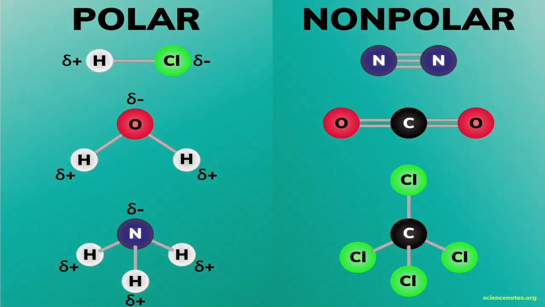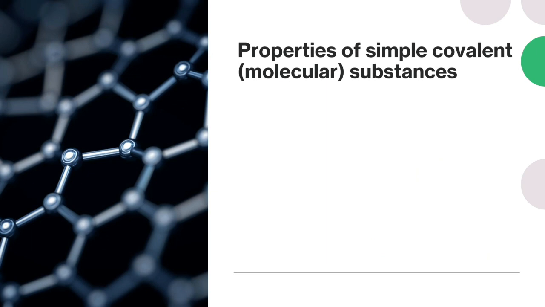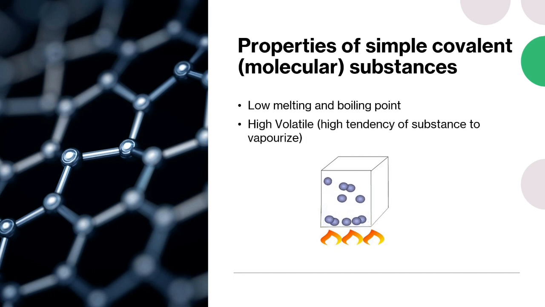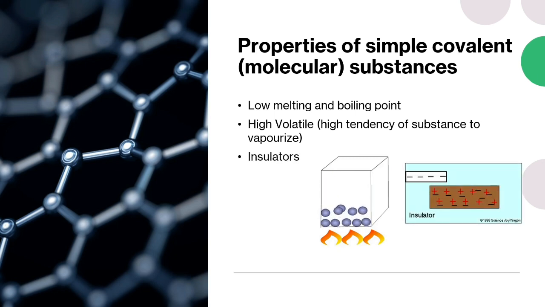Properties of simple covalent substances. Low melting and boiling points, because molecules aren't bonded to each other, but only loosely held together. They are easily separated. For example, nitrogen has a BP of negative 183 degrees Celsius. Highly volatile, a high tendency of a substance to vaporize. Insulators, they don't have free charge carriers.